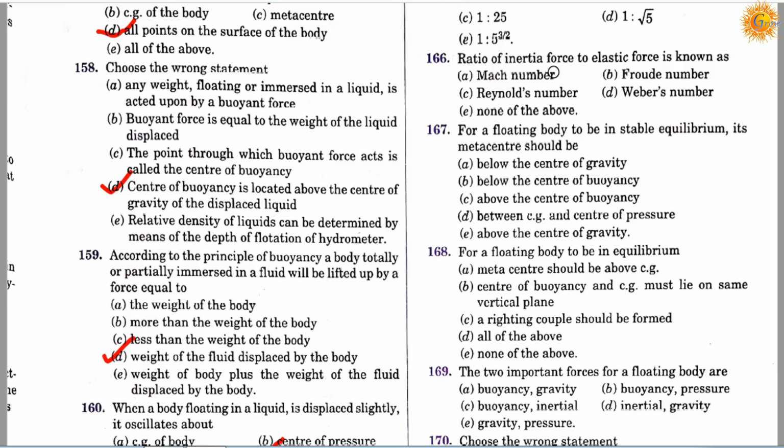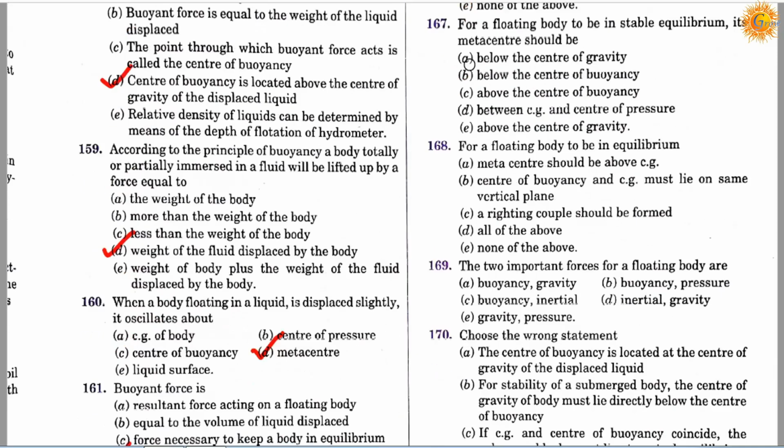Ratio of inertia force to elastic force is known as: option A is Mach number, option B is Froude number, option C is Reynolds number, and option D is Weber's number. Option E is none of the above. So the correct answer is A, it's Mach number.